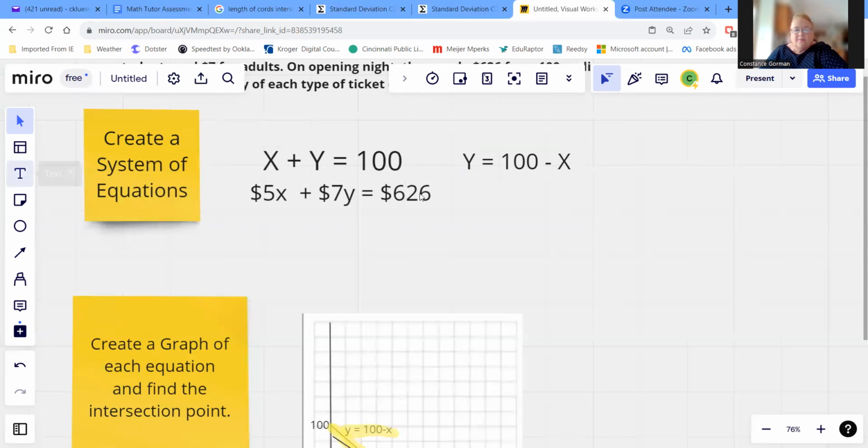So now let's reformat the second equation. It's just simple algebra to get y by itself. So we have y equals, and you can do this on your own as well, and I got 626 minus 5x, and that's all divided by 7.